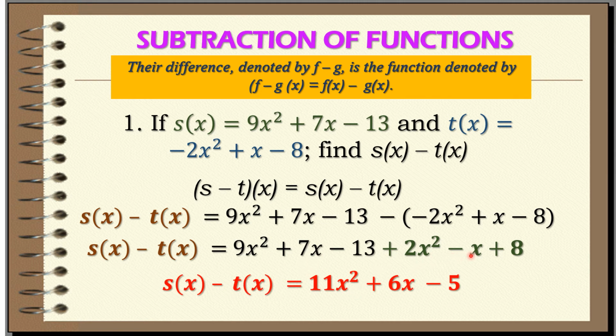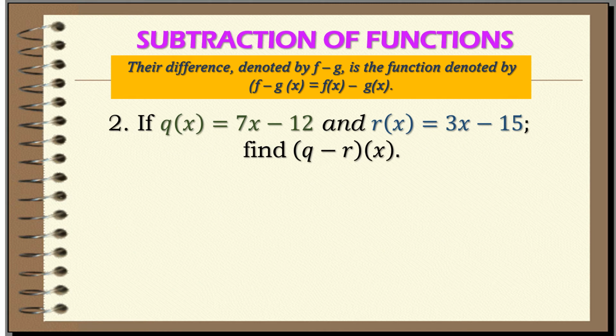We have to subtract them. 7x minus x, that is positive 6x. And we have here negative 13 plus 8. That is negative 5. And therefore, the difference of the two functions above is equal to 11x squared plus 6x minus 5.